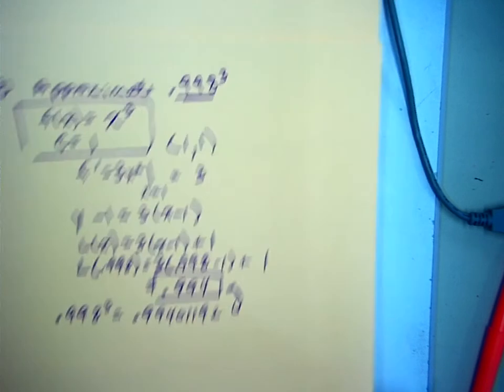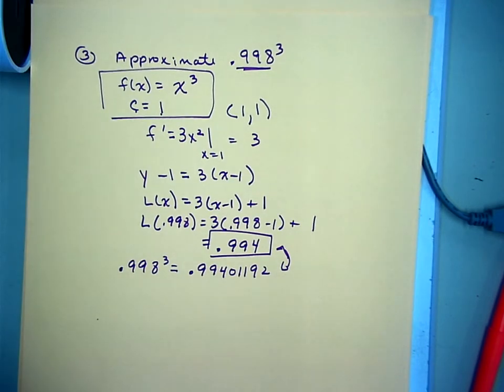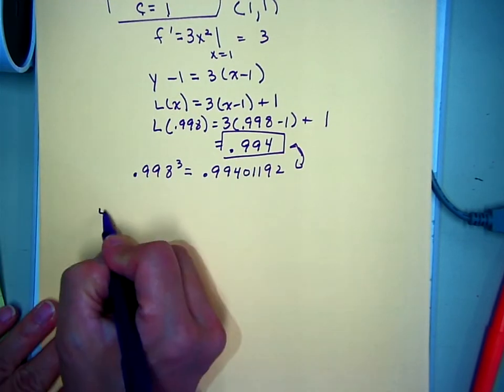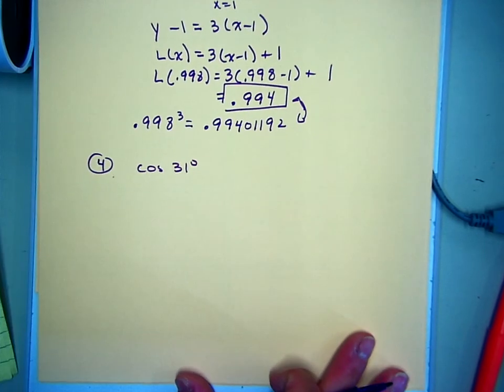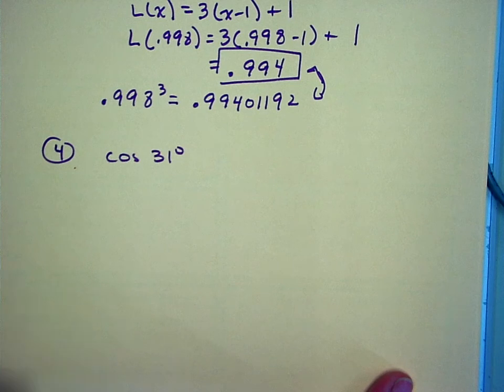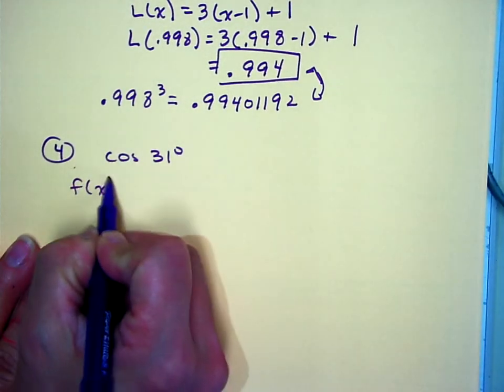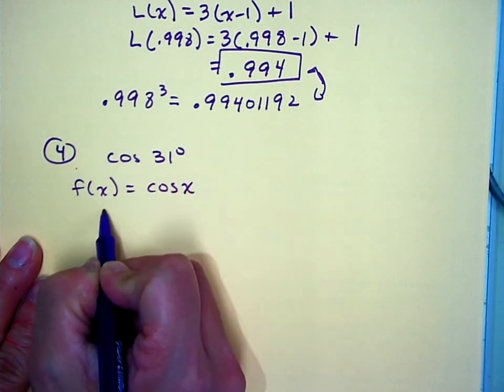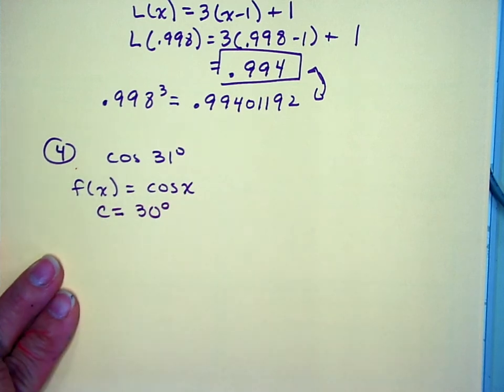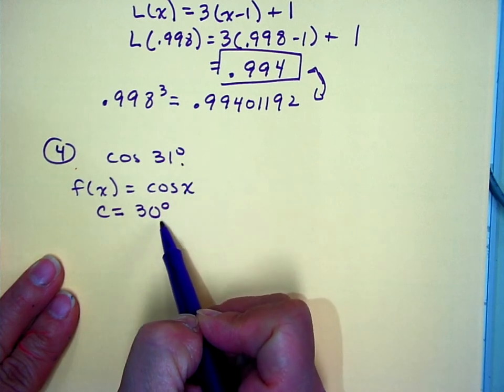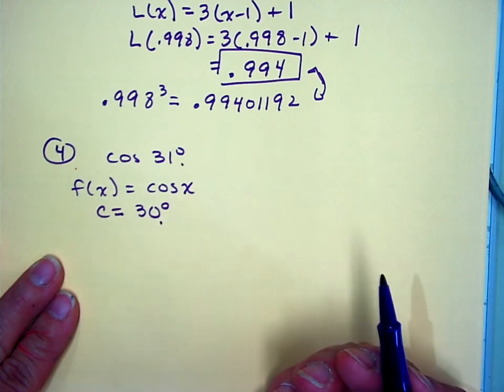Okay, let's try one more like this. Same thing, but this time let's try a trig one. So if I ask you to approximate cosine of 31 degrees without a calculator, okay? Again, we're going to identify the function. The function is cosine of x. The value that I want to use for c is going to be 30 degrees. 31 degrees is very close to 30. I want to be very close to this point, so I don't want to use 0, and 30 is a value that I can do the trig. I know the trig values pretty easily.